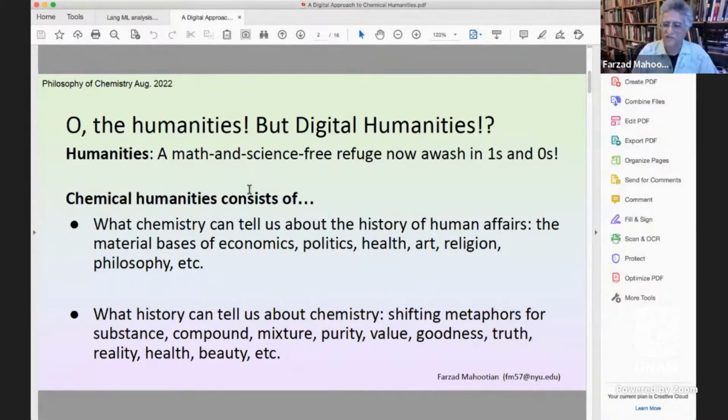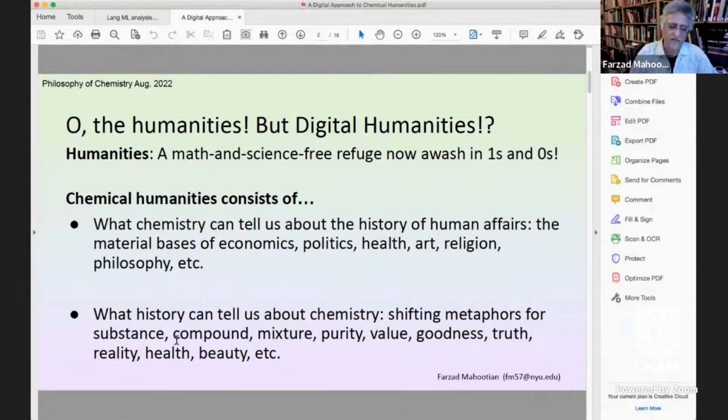Chemical humanities, digital humanities. What are these things? Humanities used to be a math and science free zone, a refuge, but that's all over now. It's all over, and so this is going to be a steep climb, but always a fruitful one, I believe. So, in my own words, and I'm putting this very simply, these are things that chemistry can tell us about the history of human affairs. We can learn a lot about economic exchanges, political persuasions, changes in politics, health, art, religion, even philosophy, by tracking the use of various substances across the globe and across time.